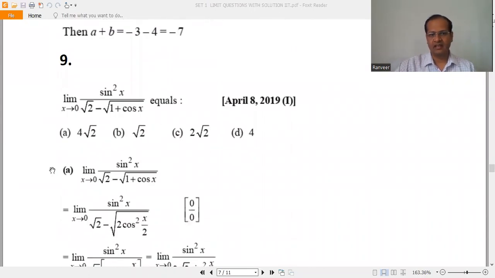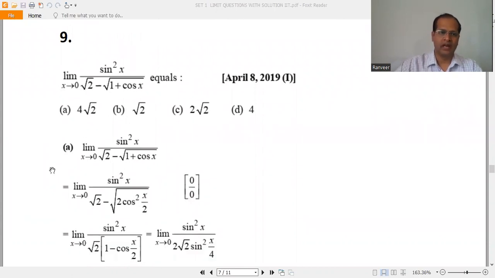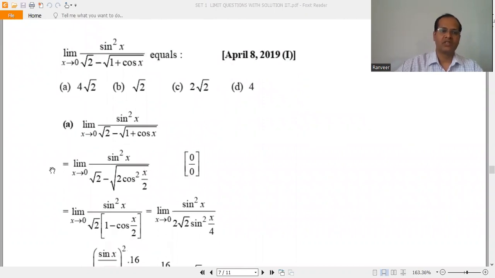Question number 9, this is very easy and this is completely based on rationalization. Also you can do it, or directly you can apply the formula. So just you see, sine square x over root under 1 plus cos x. So we can apply the formula of 1 plus cos x. This we can write as 2 cos square x by 2. So root 2 here, and this is cos x by 2.